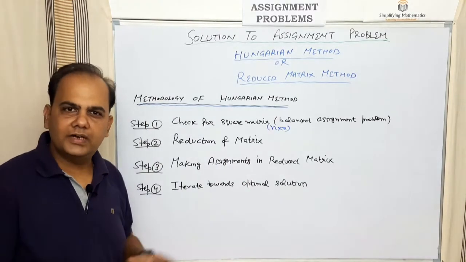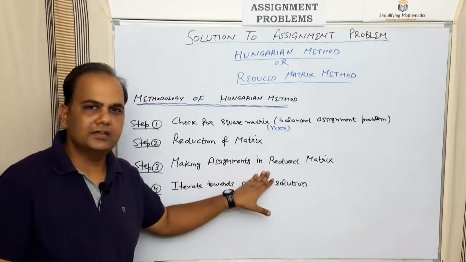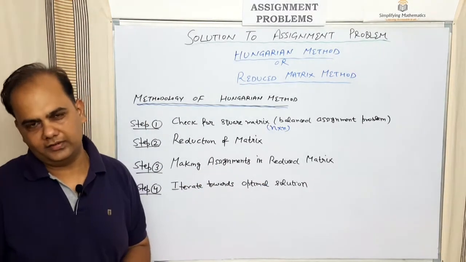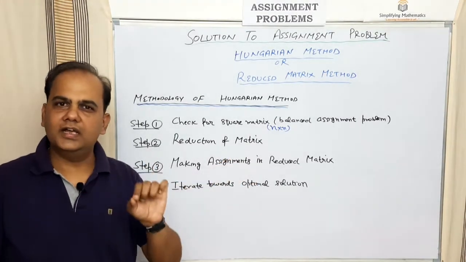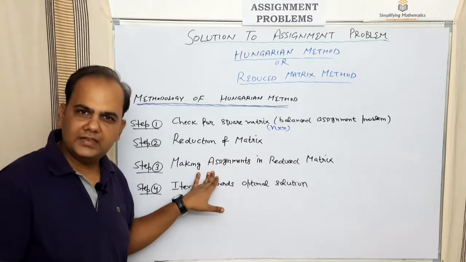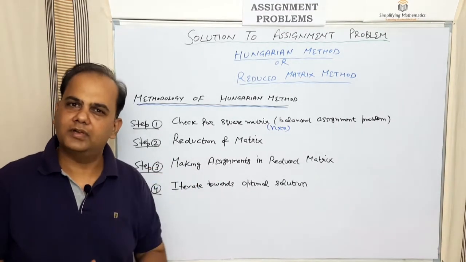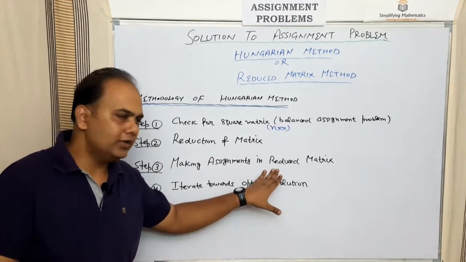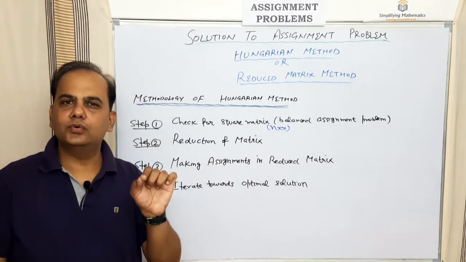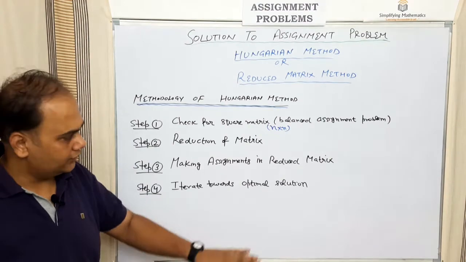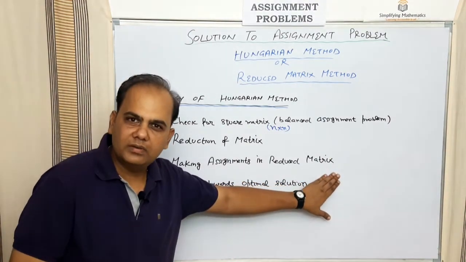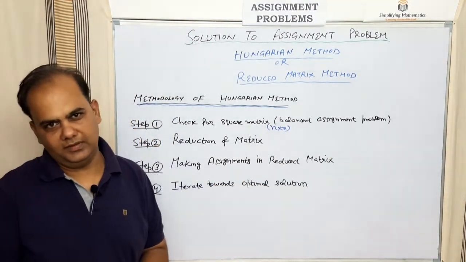Now after reduction of matrix, the next step is you have to make assignments in the reduced matrix. Whatever matrix we have formed in the second step, on that matrix we have to make the assignments for getting an optimal solution. So when will you get the optimal solution? When in every row and in every column there is one assignment. In that case, you will get the required optimal solution to the given assignment problem.